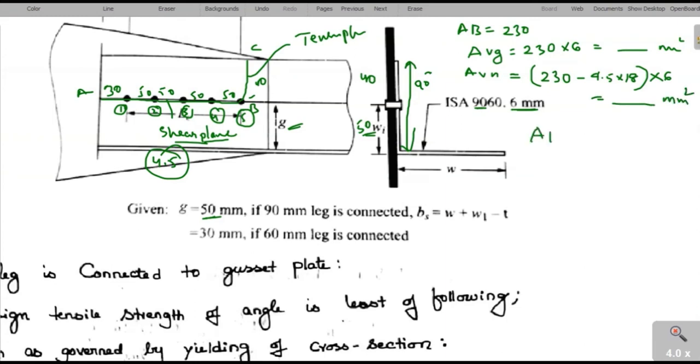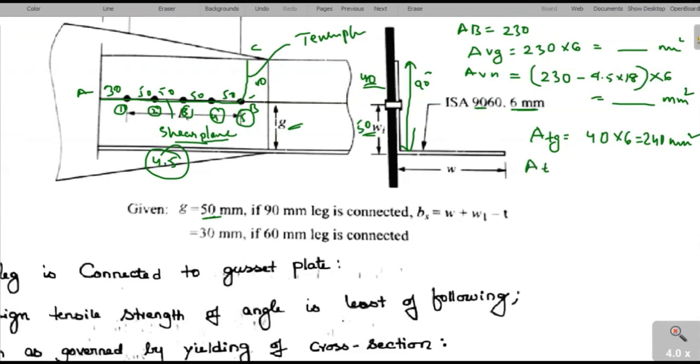And next Atg. Atg అంటే టెన్షన్ ప్లేన్ యొక్క గ్రాస్ ఏరియా, అంటే BC ఒక ప్లేన్ ఏరియా. సో గ్రాస్ ఏరియా కాబట్టి బోల్ట్ని లెక్క చేయాల్సిన అవసరం లేదు. B నుంచి C కి ఎంత డిస్టెన్స్ అన్నామంటే 40. సో 40 into 6, 240 mm square is the area. టెన్షన్ ప్లేన్ ఈ BC యొక్క గ్రాస్ ఏరియా.